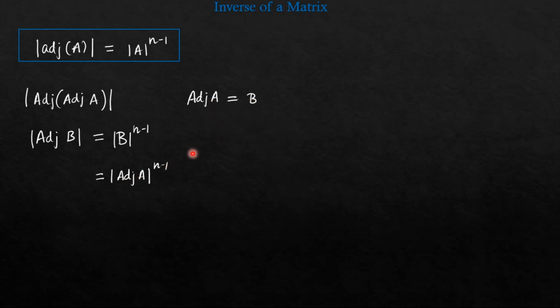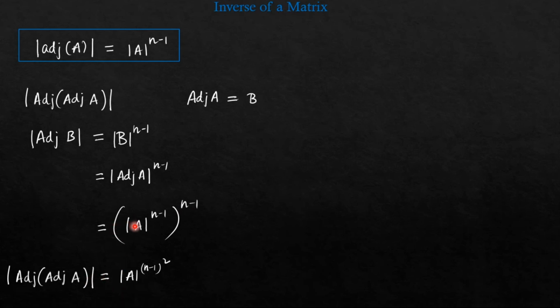Which is equal to mod adjoint A raised to the power n minus 1. So in place of mod adjoint A, I am writing mod A raised to the power n minus 1, to the power n minus 1. This power and this power will get multiplied. So you will get mod A raised to the power n minus 1 whole square. So remember, determinant of double adjoint A is equal to mod A raised to the power n minus 1 whole square.